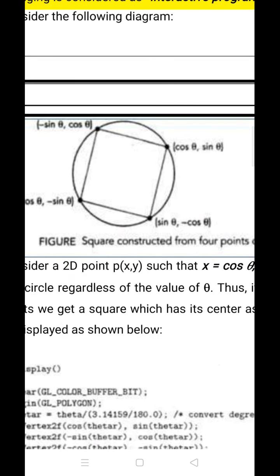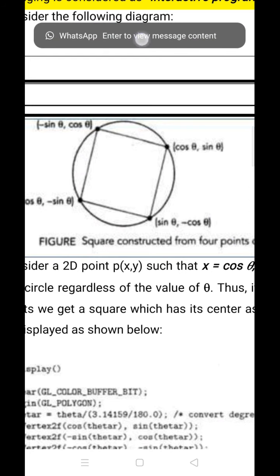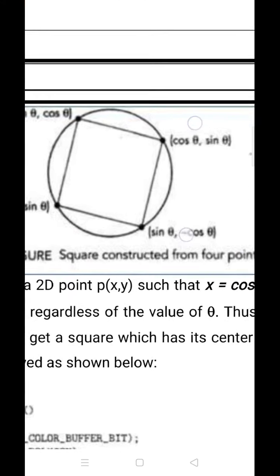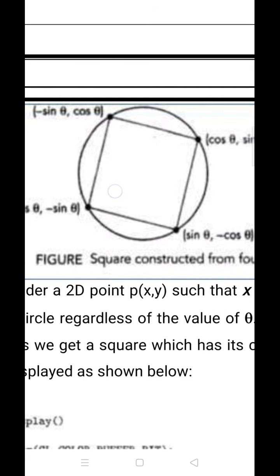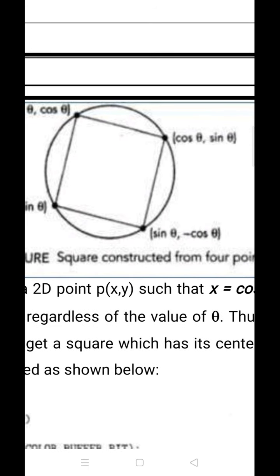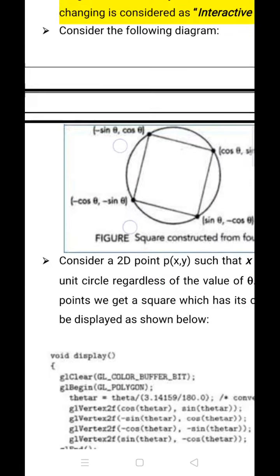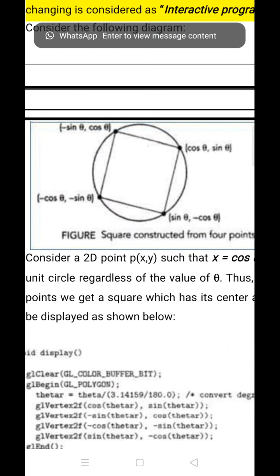If it is not visible, please refer to the PDF that I have shared already. Four different point values are considered. One of them is sin theta, minus cos theta, minus sin theta, where both are negative. That means minus sin theta as well as cos theta. The explanation is given here.